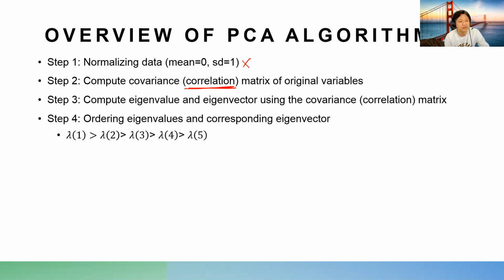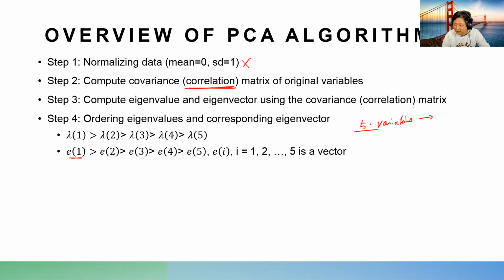Okay. So in this case, if we have 5 variables, we will have 5 eigenvalues. If you have 3 variables, we'll have 3 eigenvalues. If you have 10 variables, we'll have 10 eigenvalues. Okay. In this example, let's say we have 5 variables. That we compute eigenvalue and eigenvector using a 5 by 5 matrix, and then find all eigenvalues and order them. Okay. And then also we can order the corresponding eigenvectors.